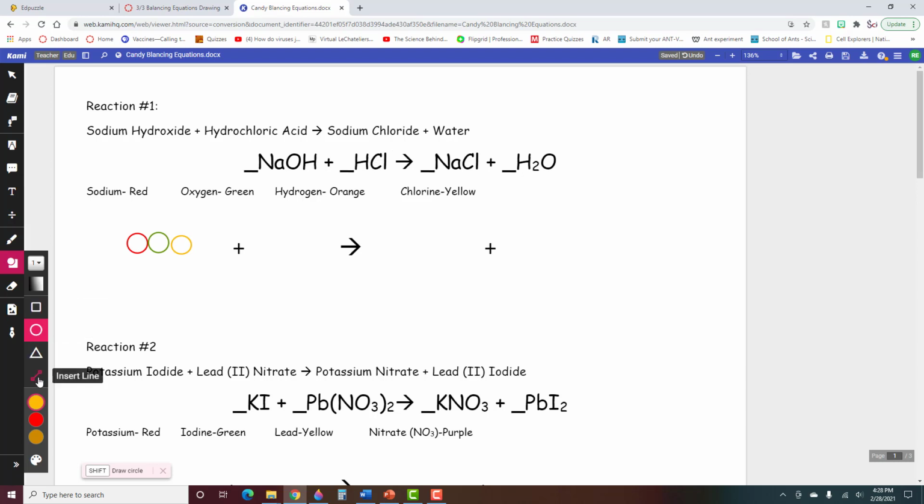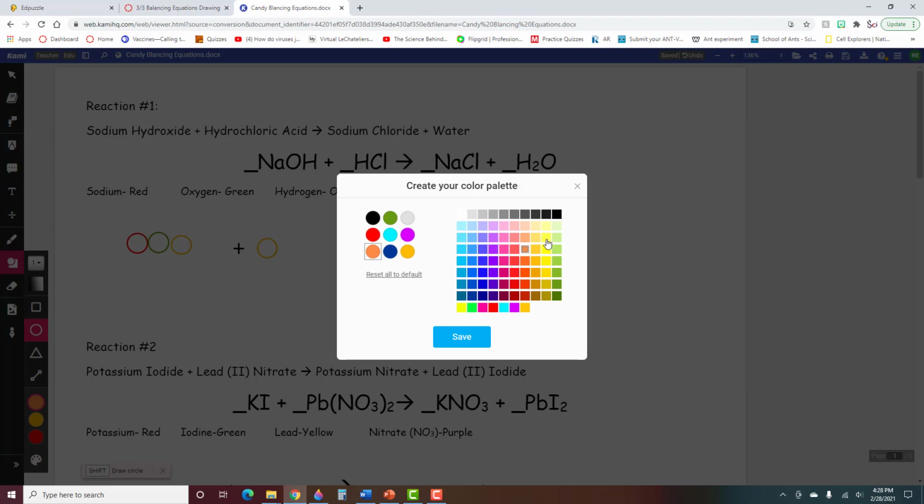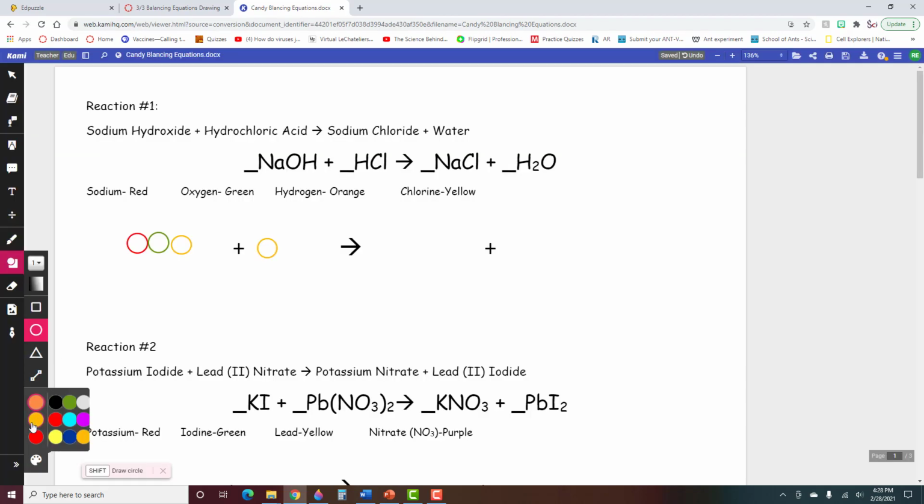Okay, then next you have HCl. So you have H, which is hydrogen, and again that's orange. And then you have Cl, which is chlorine, and that one's going to be yellow. I need a yellow. And so draw a yellow next to that. Alright, so NaOH plus HCl gives me NaCl.